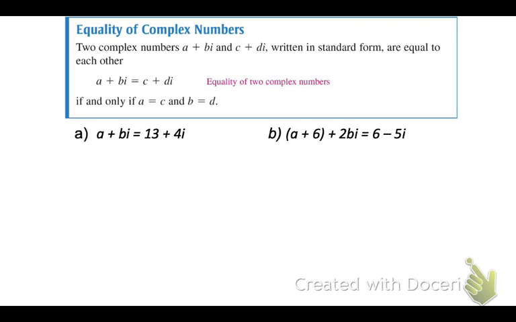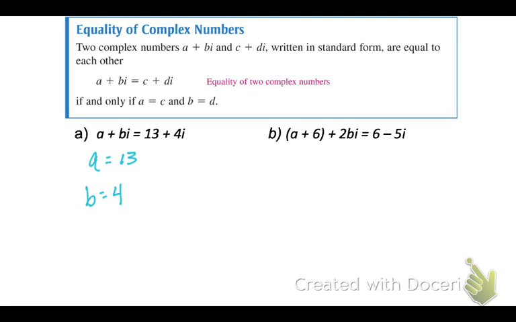So what is A? Negative 13. Where are you getting a negative? Oh, never mind. Okay, A is 13. What is B? 4. That's pretty basic, yes? I is I. Okay, what about the next one?